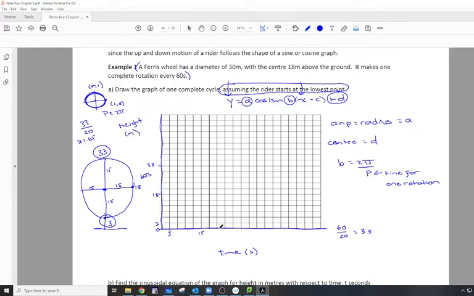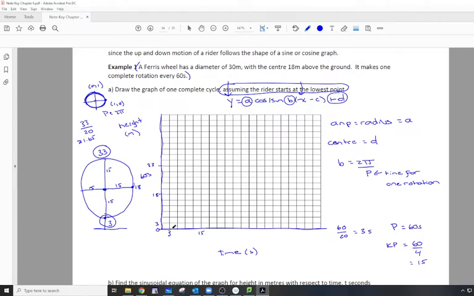Ooh, let's talk about why I'm putting 15s on here. If my period is 60 seconds, then there's going to be 4 key points. Remember, this is a sinusoidal function. There's going to be 4 of them in that 60 seconds, so they're going to happen every 15. So that's why I'm putting 15s on here.